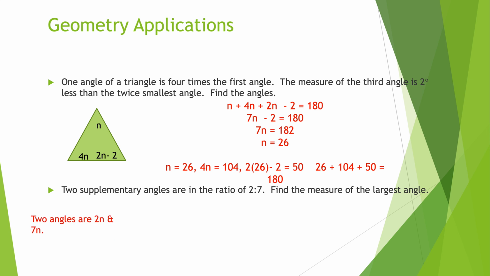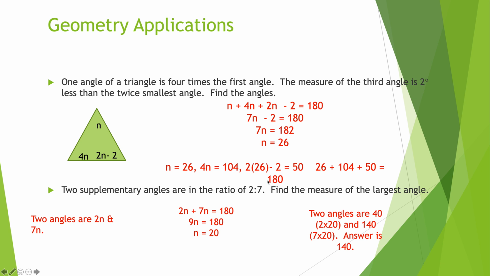Okay, so the angles are going to be 2n and 7n. Add them up, set them equal to 180. Same side, same operation situation. 9n is 180. Dividing by 9, n is 20. Now, find the measure of the largest angle. Well, the largest angle looks like it would be the 4n right there. So let's just check out all of them. The two angles are 40. Oh, what did I say? 4n? That was stupid. 7n. The two angles are 40, 2 times 20, and 140, 7 times 20. So the largest angle is definitely going to be 140.